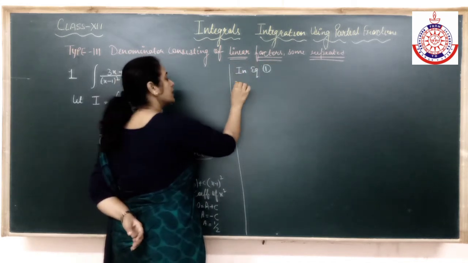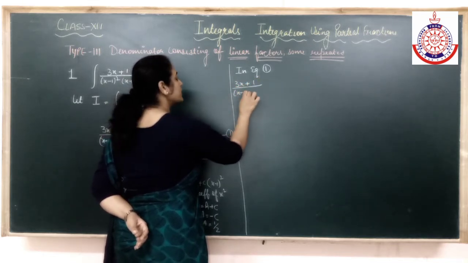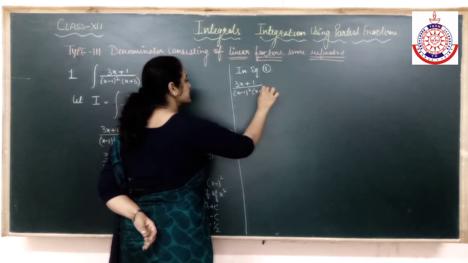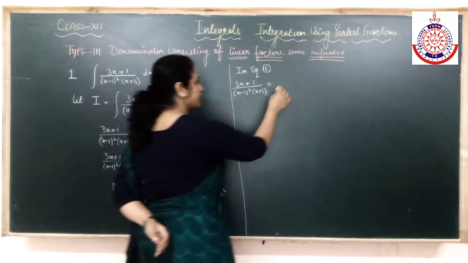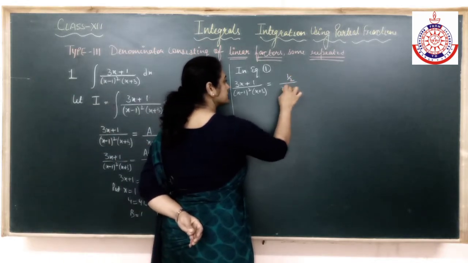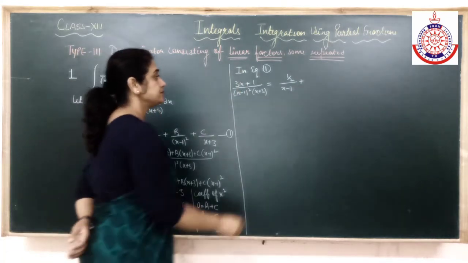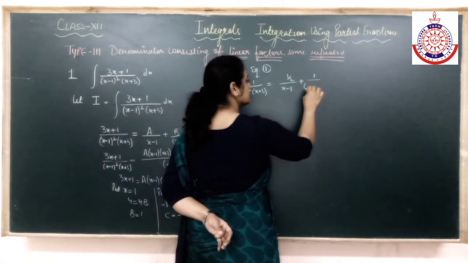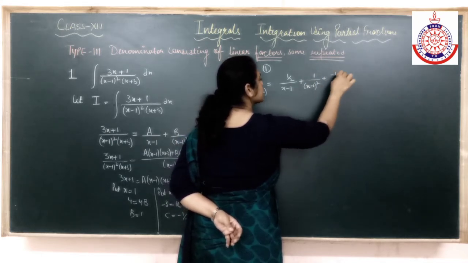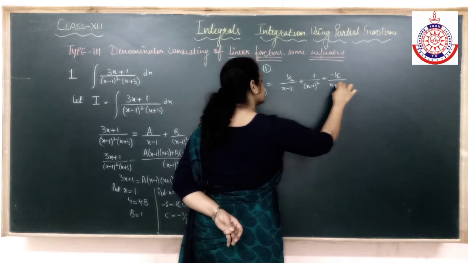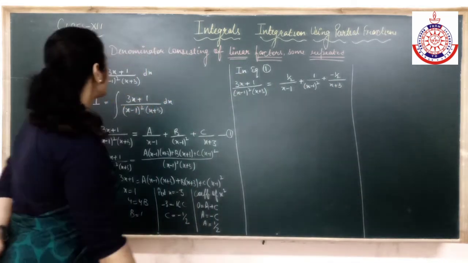So 3x plus 1 upon x minus 1 whole square into x plus 3 has become A upon x minus 1, where A is 1 by 2, B is 1, and C is minus 1 by 2. Alright? So put these values in I.